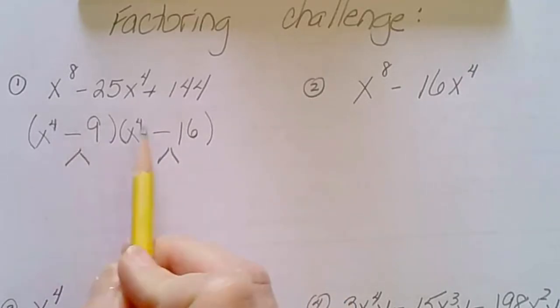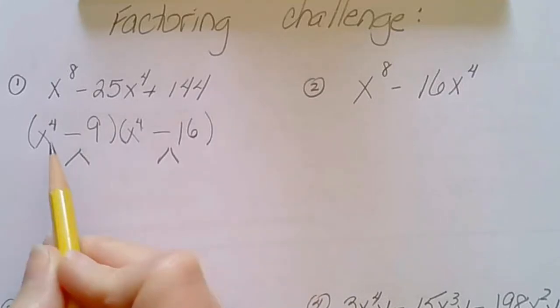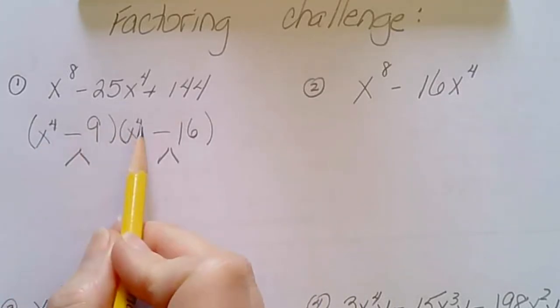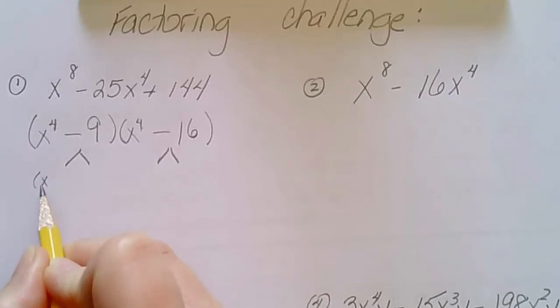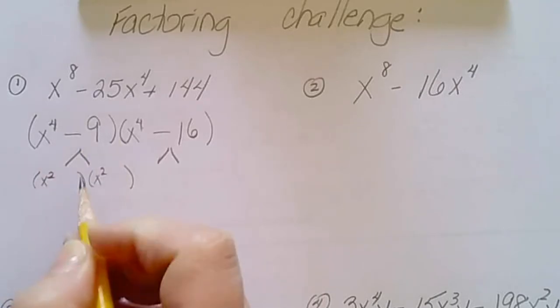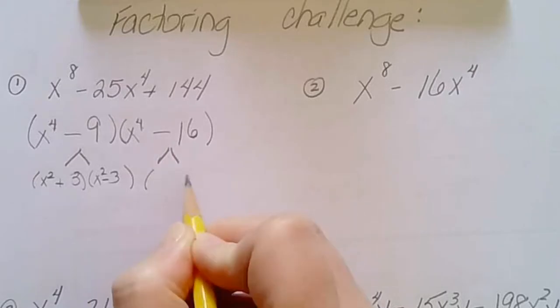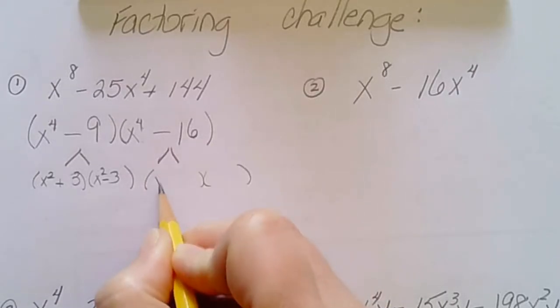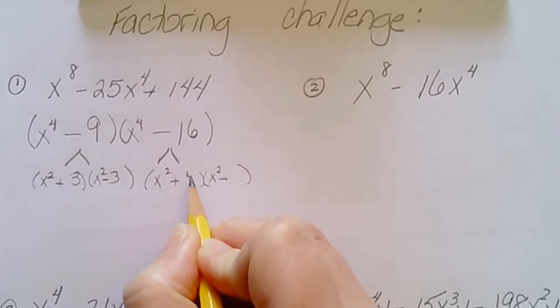If ever this power is greater than 1, always try to factor again, especially if it's even. So I have an even power here. I'm going to split this up. So this is going to be x squared and x squared. 2 terms, so it's difference of squares, a plus and a minus, a 3 and a 3 over here. Difference of squares, x squared, a plus and a minus, 4 and a 4.